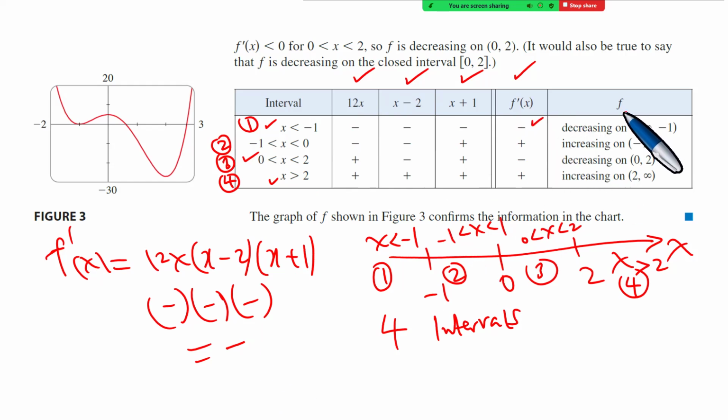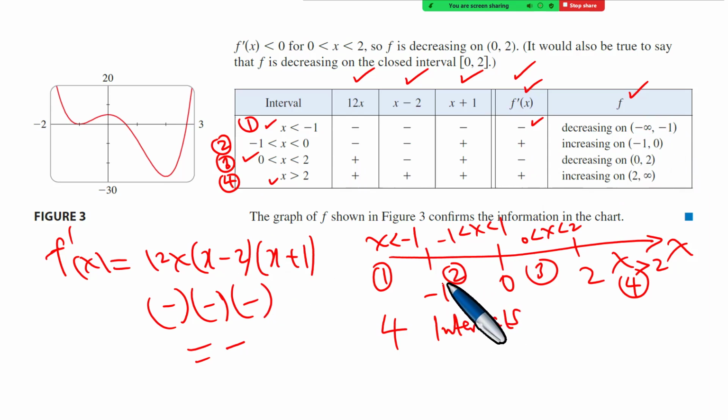So f itself, the function. We are using f prime to understand the function f. How does the function f behave? According to the increasing decreasing theorem, if the derivative f prime is less than 0, we know that the function is decreasing on that interval. This interval starts from minus 1 and less, so it is from minus 1 to minus infinity.